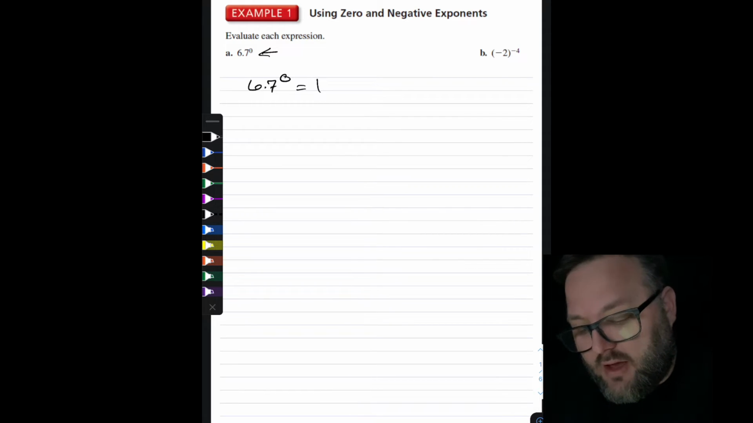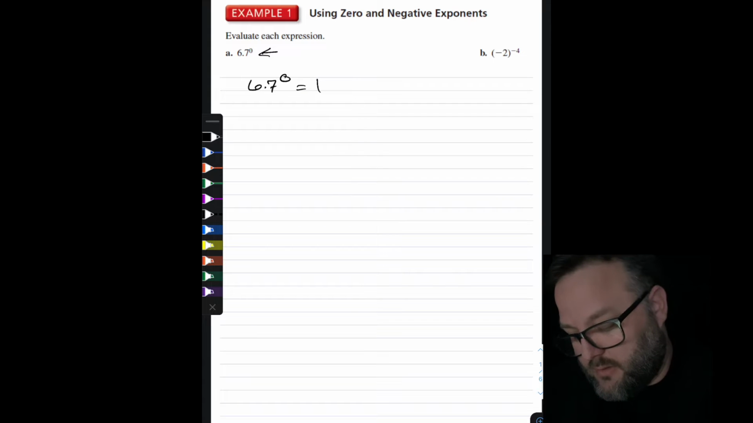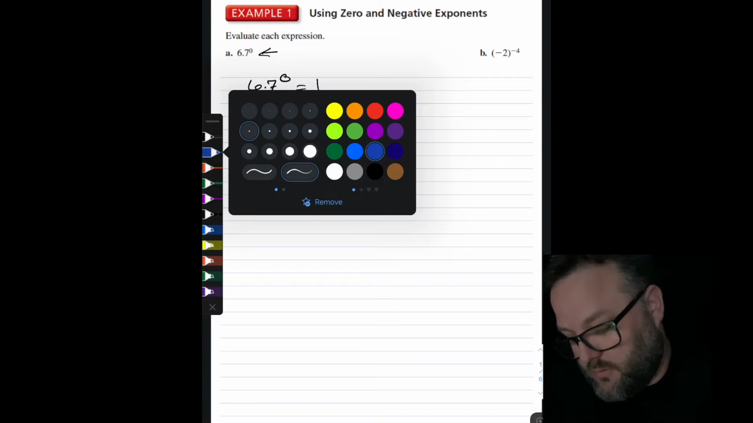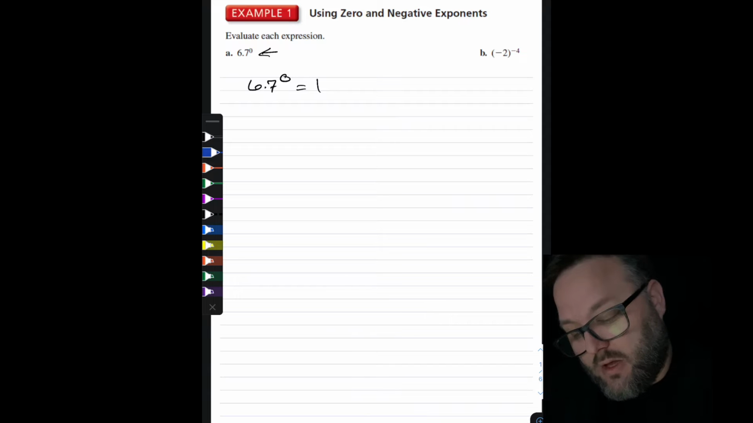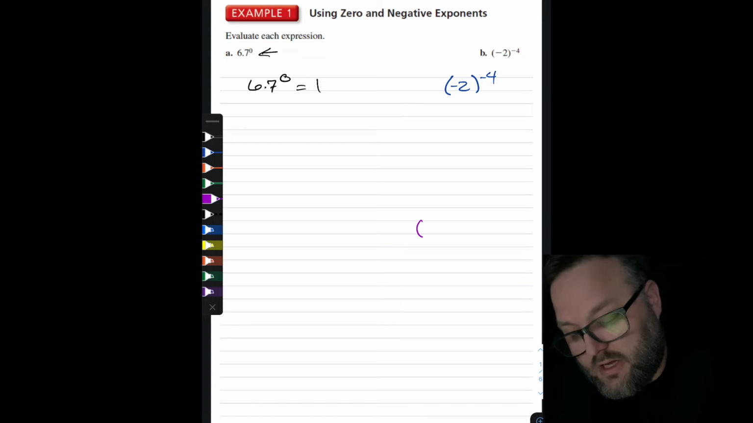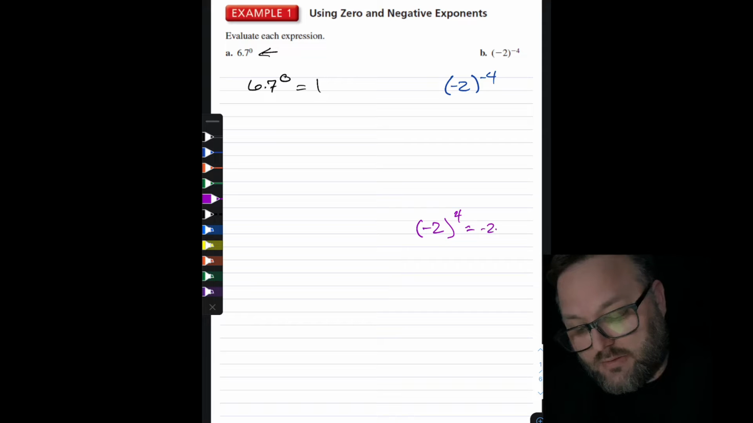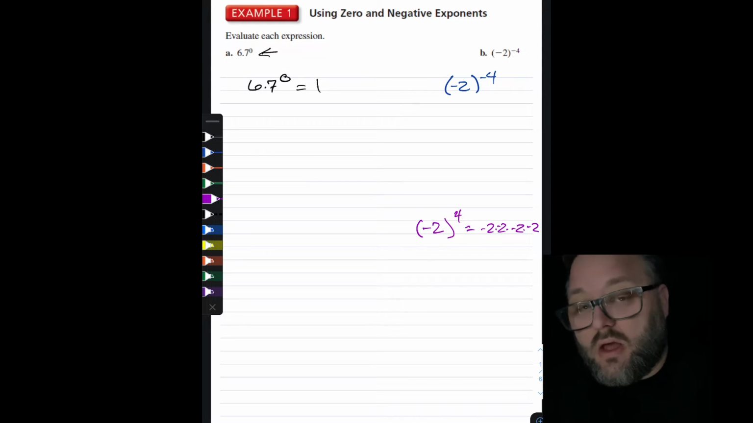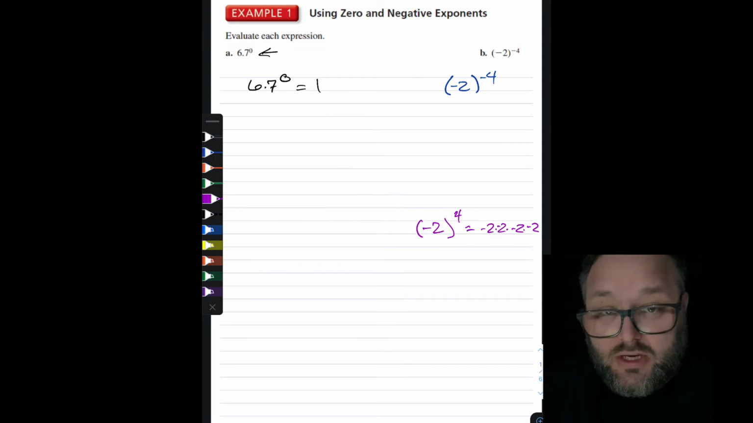Now here we have B. B says, oh, I double tapped that accidentally. There we go. We have -2 to the -4. Well, we know that -2 to the 4th would be the same thing as -2 times -2 times -2 times -2. The problem is, how in the heck do you do a negative?